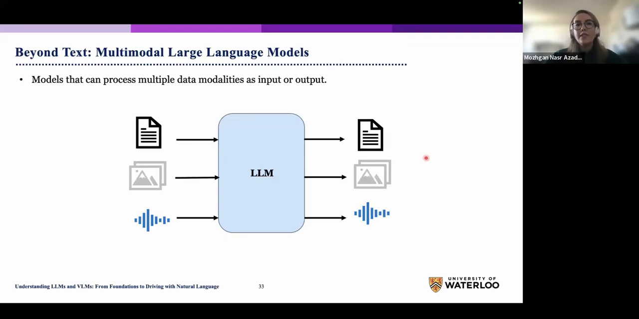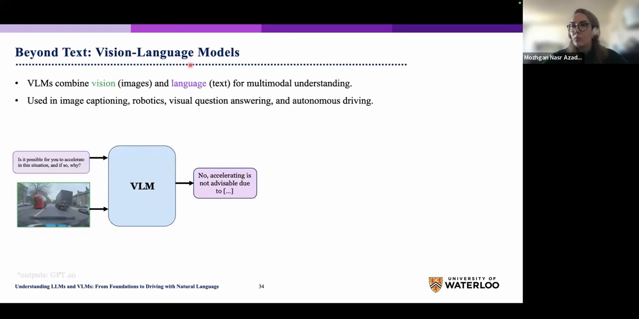So then later on, scientists were thinking, yeah, we have these amazing large language models, but what about beyond text? What about audio, images, video? So then multimodal large language models appeared. And as the name says, they consider more than one modality. So now the input or the output could be not only text, but also image, video, or audio. But for today, we are only considering two modalities, image and text, which gives us vision language models.